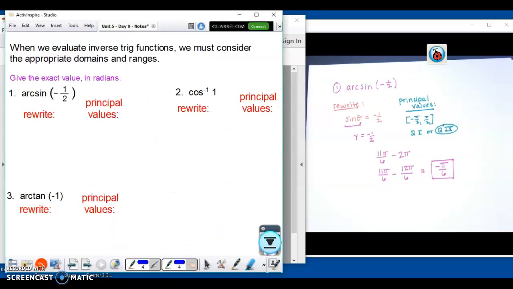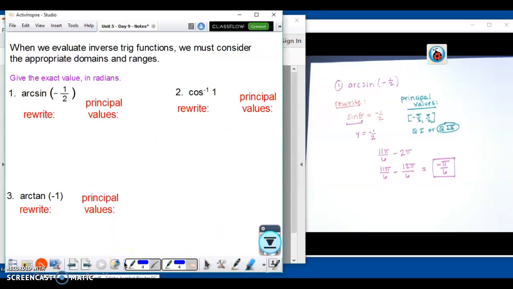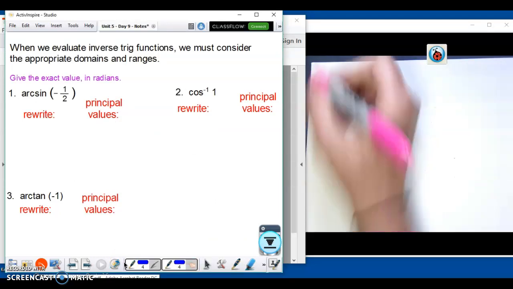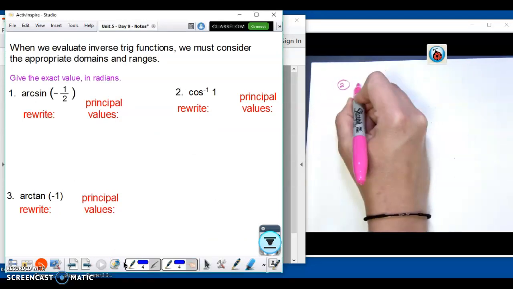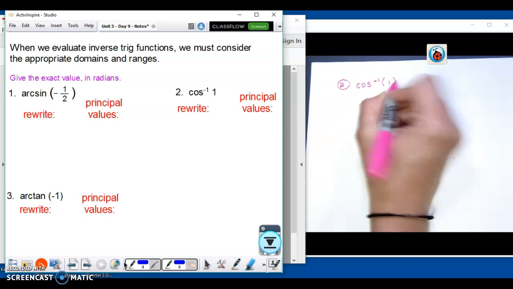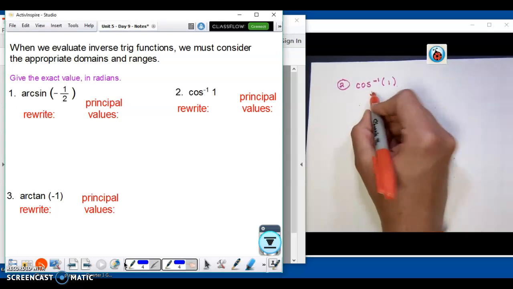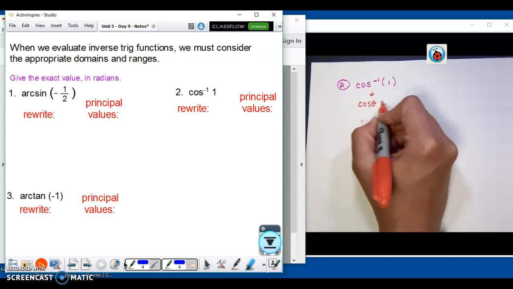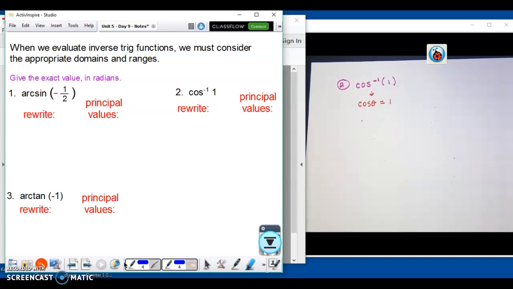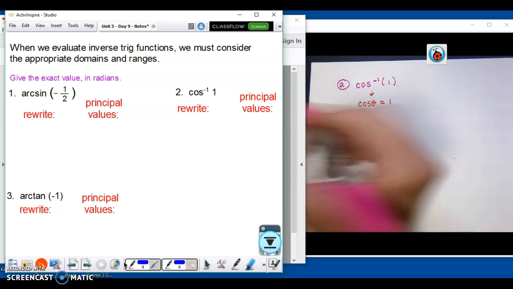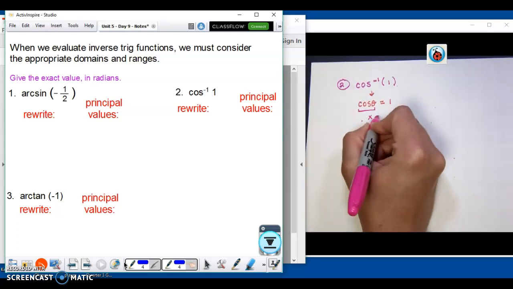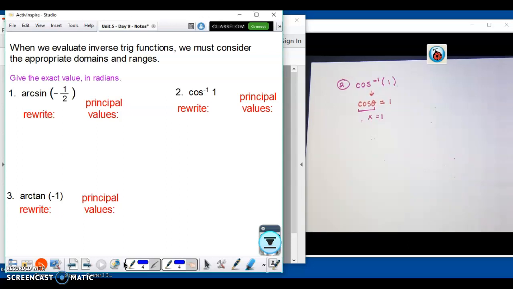Alright, let's go back and look at number 2. We have cosine to the negative 1 of 1. This is the same thing as arc cosine, just written as cosine to the negative 1. The first step you always want to do is rewrite this, so it means the same thing as saying cosine theta is equal to 1. We know that cosine is the x value, so we're trying to find on our unit circle where x is equal to 1.